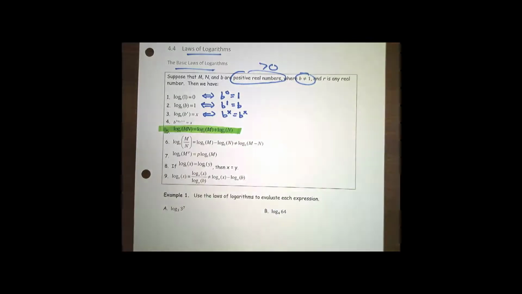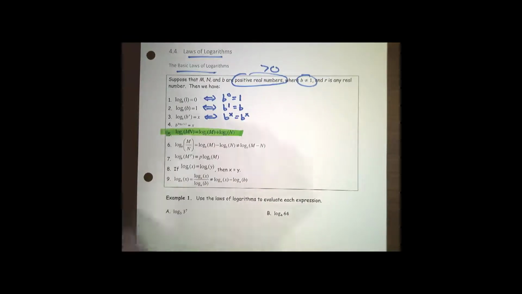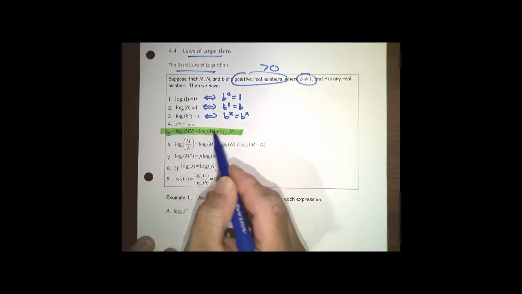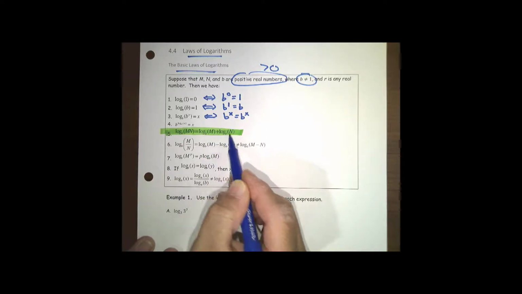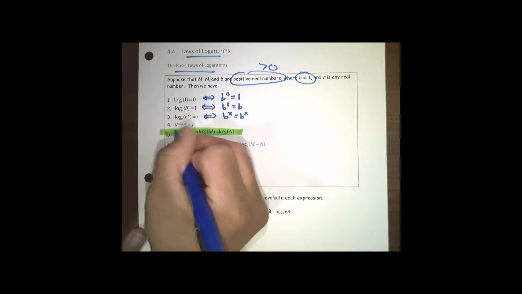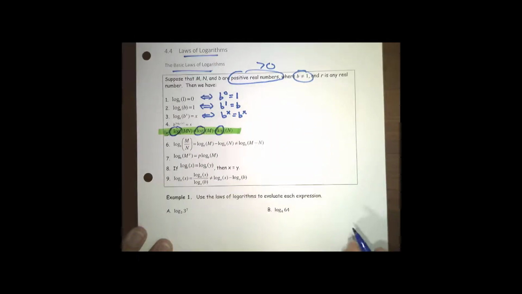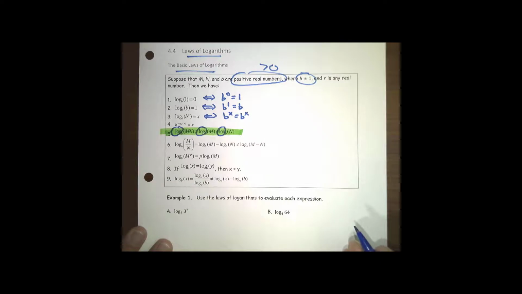That one's actually not anything too spectacular. It just says log base b of m times n is equal to log base b of m plus log base b of n. So the one thing to remember is that there's one log on this side and there are two logs on the side with the adding. So just remember that here.